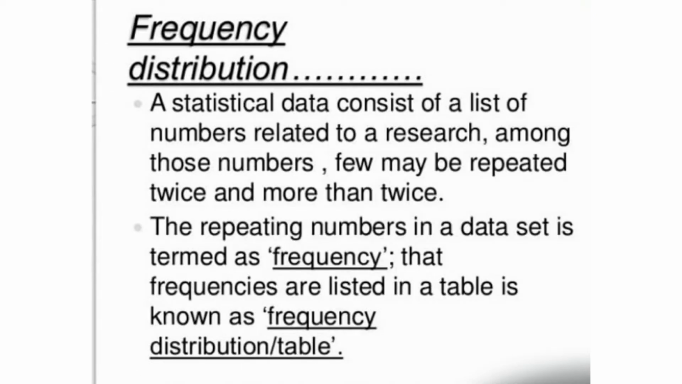A statistical data consists of a list of numbers related to a research. Among those numbers, a few may be repeated twice or more than twice. So in a statistical data, some numbers will be repeated twice or more than twice. The repeating numbers in a data are called what? Frequency. Those frequencies are listed in a table which is known as a frequency distribution table.